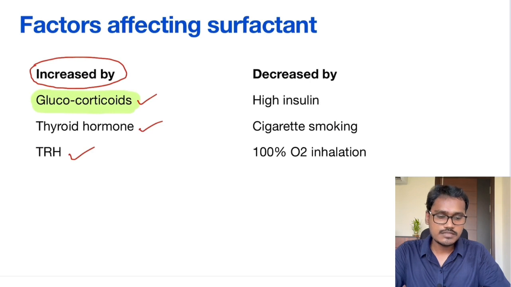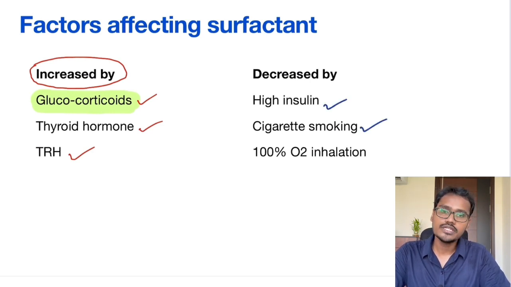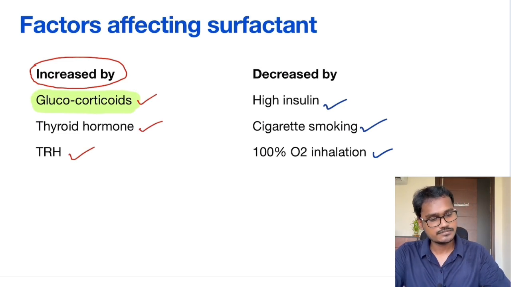Then it is decreased majorly by high insulin level and cigarette smoking. That's why the diseases happen earlier in cigarette smokers, because their surfactant levels are reduced. Then inhalation of 100% oxygen. When 100% oxygen is given, it will create a tension and affect the surfactant production.